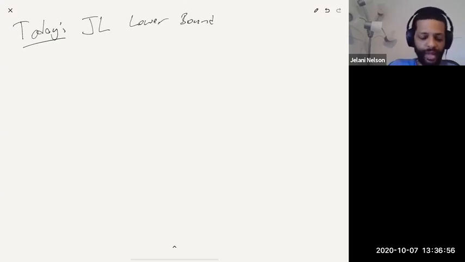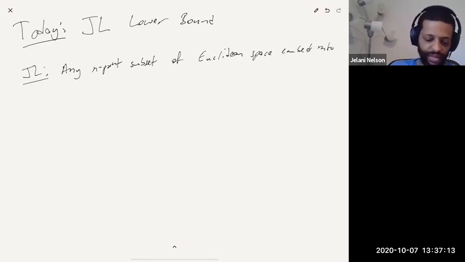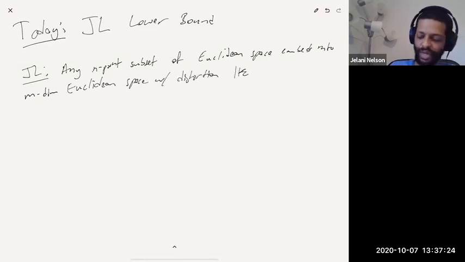Right. So we know from JL that any n-point subset of Euclidean space embeds into m-dimensional Euclidean space with distortion 1 plus epsilon, where m is O of 1 over epsilon squared log n.